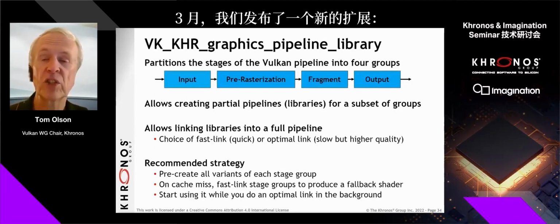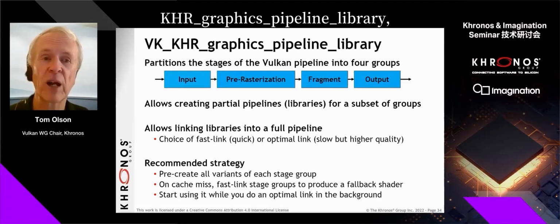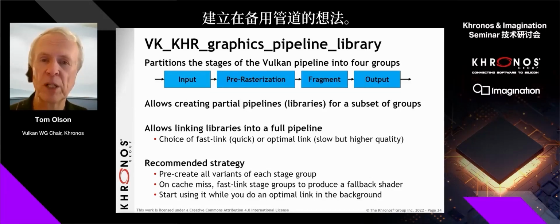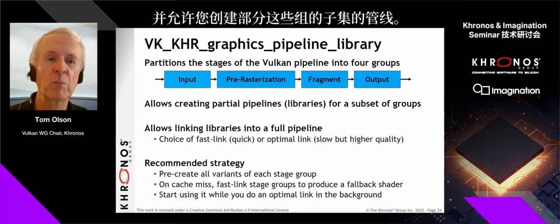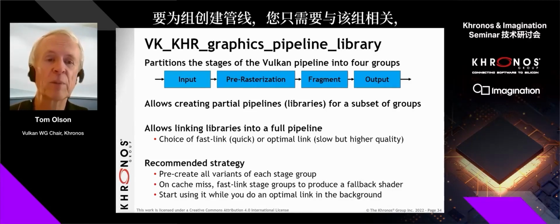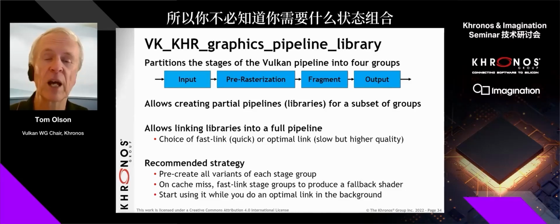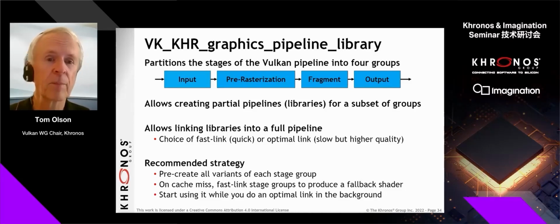In March, we released a new extension, KHR Graphics Pipeline Library, which builds on the idea of a fallback pipeline. It partitions the stages of the Vulkan graphics pipeline into 4 groups and lets you create partial pipelines for a subset of those groups. To create a pipeline for a group, you only need the state that is relevant to that group, so you don't have to know what state combinations you're going to need.